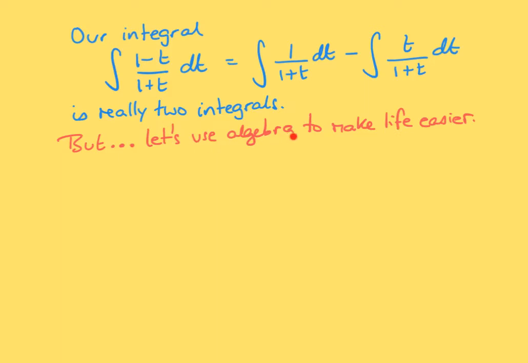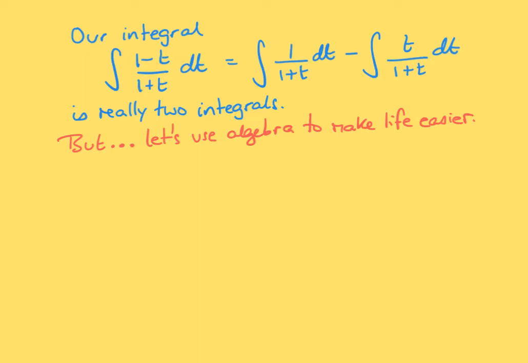Now, algebra very often involves multiplying by 1, in other words, multiplying and dividing by the same thing in a carefully chosen way, or adding 0, by which I mean adding and subtracting the same thing in a carefully chosen way. So let's look at this. Supposing instead of t I had 1 plus t, then 1 plus t over 1 plus t is 1, and that would be very easy to integrate.